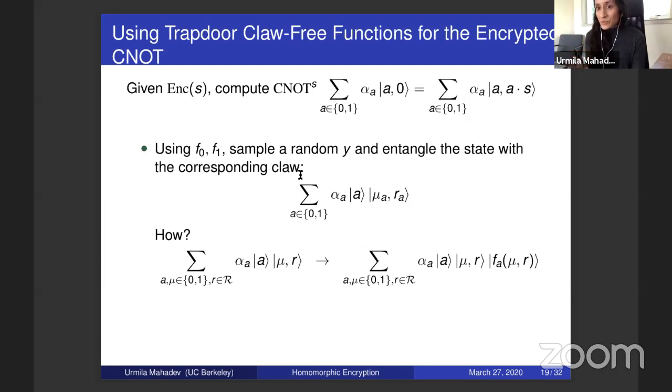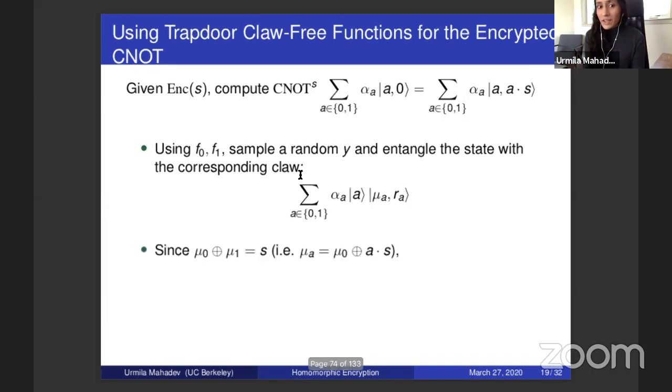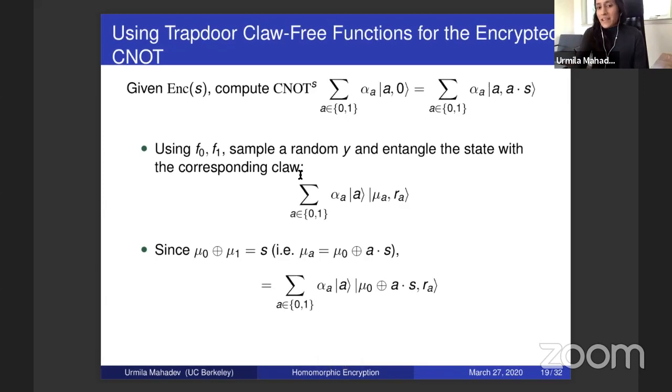Now, why is this useful? It's because of what I said earlier. Mu0 XOR mu1 equals S. So once the server entangles his state with the claw, he has taken S and put it into his quantum state. Of course, it's hidden because, okay, so first, mu0 XOR mu1 equals S. And what that means is I have this equality.